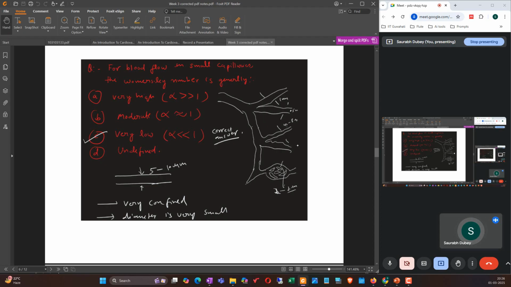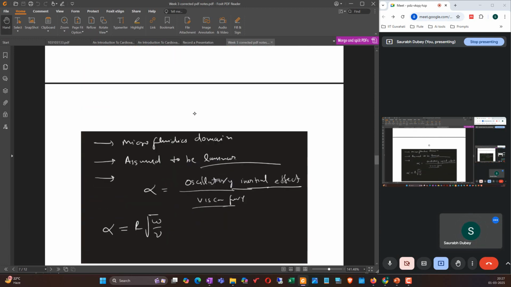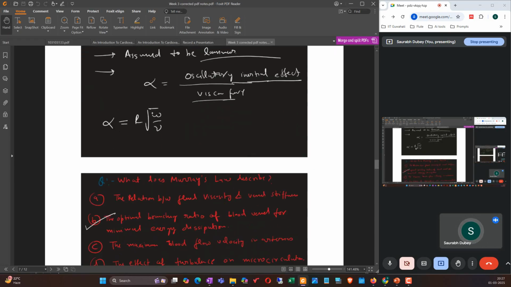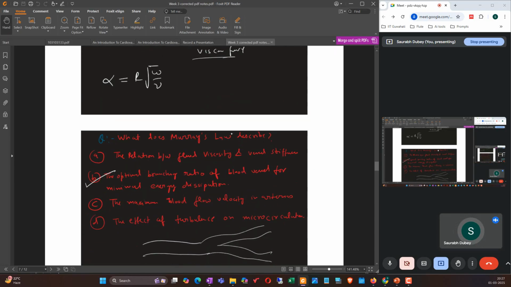So the value has been asked, and you see different dimensions we have discussed. See this for the 5 to 10 micrometer, very confined, the diameter is very less. And if you see, this microfluidic domain is assumed to be laminar, so here this oscillatoriness of a viscous force, this R is under root of omega by nu, which is the kinematic viscosity.